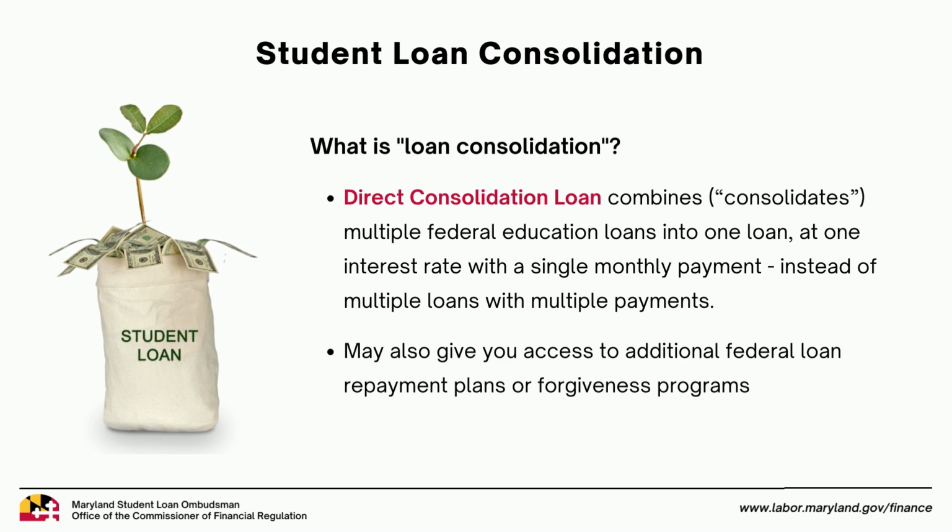Loan consolidation involves taking out one large loan to repay several small loans. A direct consolidation loan allows you to combine or consolidate multiple federal education loans into one loan. Consolidation provides you with one loan at one interest rate and with one single monthly payment, instead of multiple loans with multiple payments. Loan consolidation can also give you access to additional loan repayment plans or forgiveness programs.